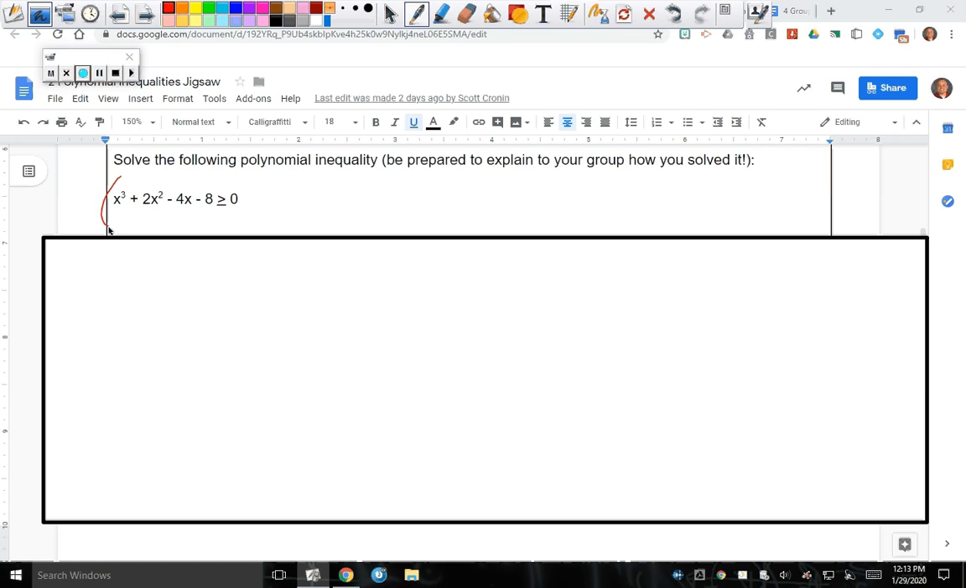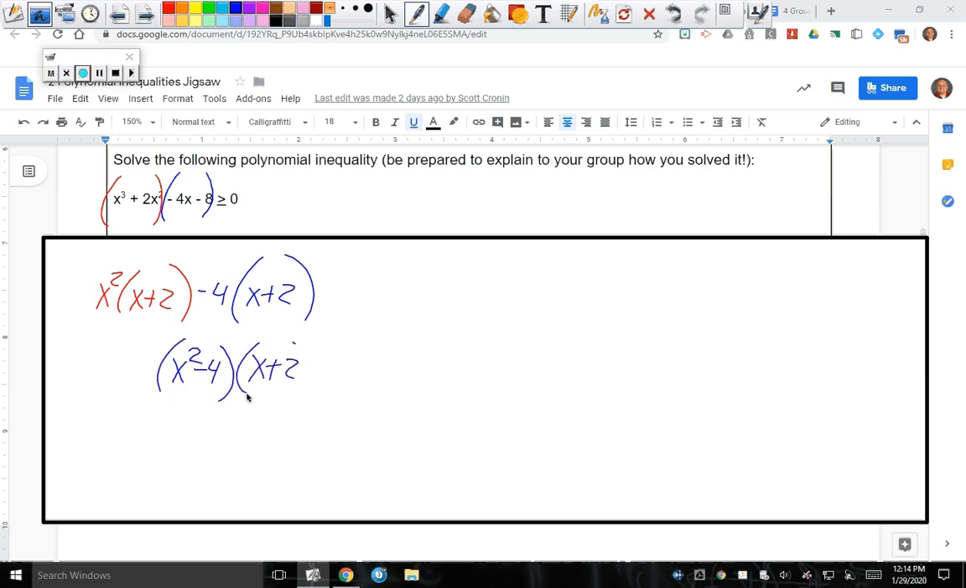Let's try factoring by grouping. What's the GCF? What are the scraps? Negative 4. X plus 2. So one of my factors is x squared minus 4 and x plus 2. We're pretending that it says only equal to 0. Again, the reason why we are pretending is so that we can easily find what's going to go on this number line.